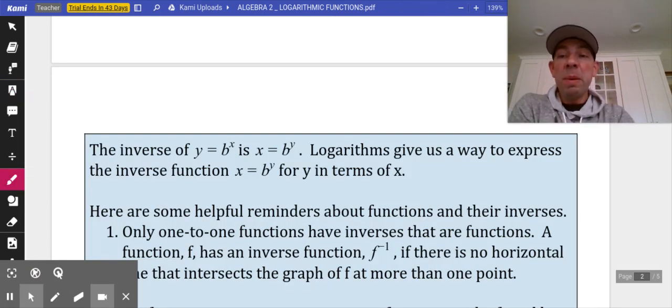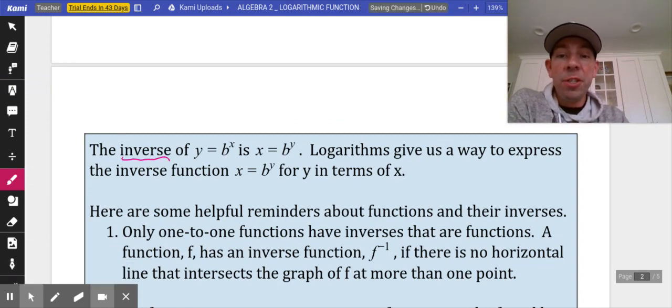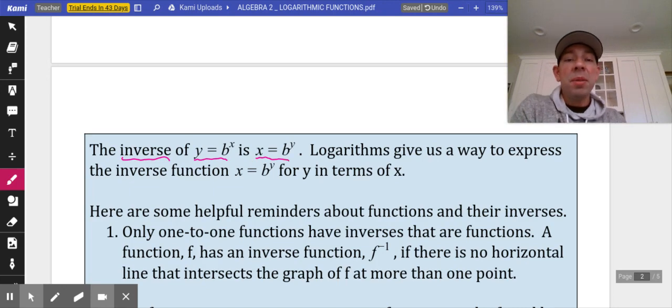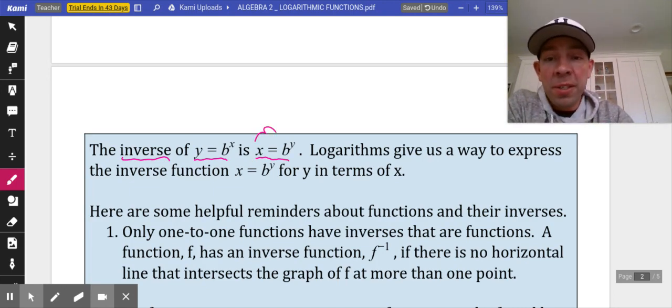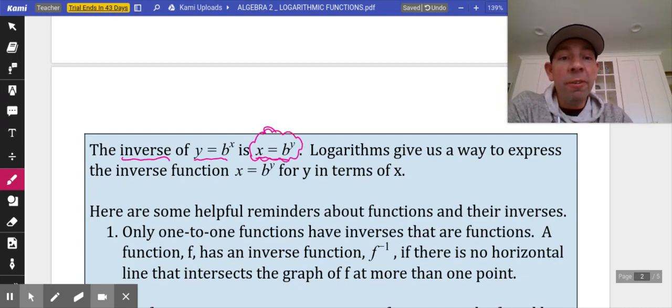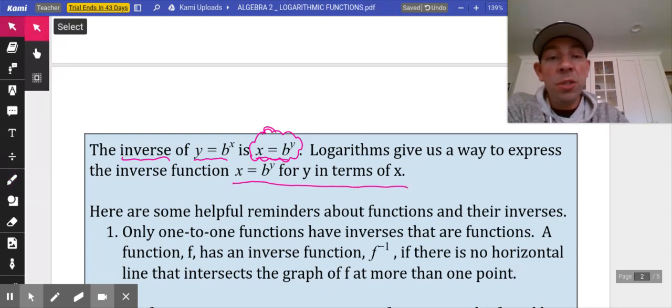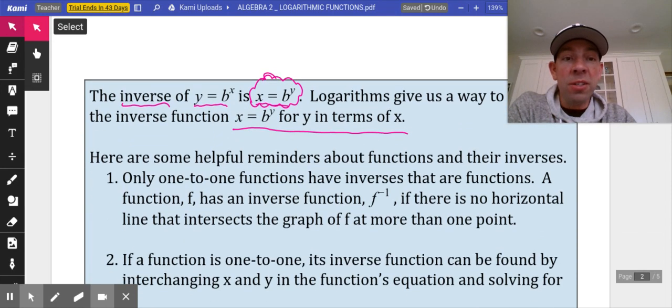Now, as soon as we mention this idea of an inverse, the first thing that pops into your mind is this idea of interchanging or swapping the x and the y. So if you start with the exponential function y equals b to the x, the inverse is naturally going to be x equals b to the y. But there's a problem with that. We want to be able to solve this equation for y. That's our big goal. So logarithms give us a way to express this inverse function for y in terms of x. That's why we had to create these logarithms.